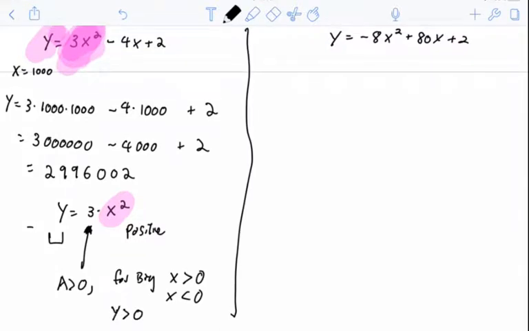This is what we mean when we're talking about the behavior of the function. How does it behave for really, really big values of x? Is it a big positive number or a big negative number?